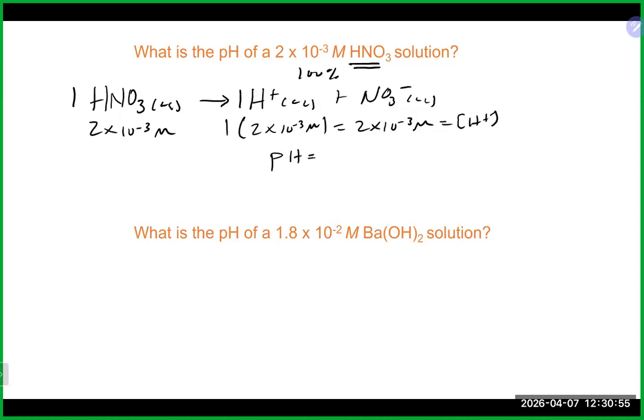And the pH in this case is minus the log of 2 times 10 to the minus 3. And that's going to get you a pH here of 2.7, I believe, in this case, which is acidic, which is good since that's an acid. So that would be good. Any questions on that calculation there?